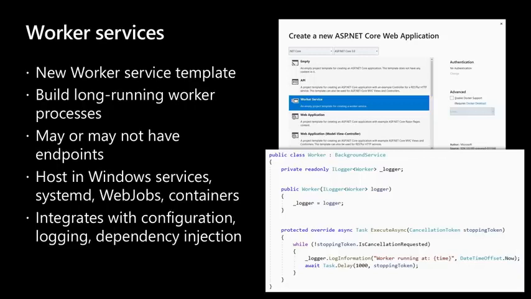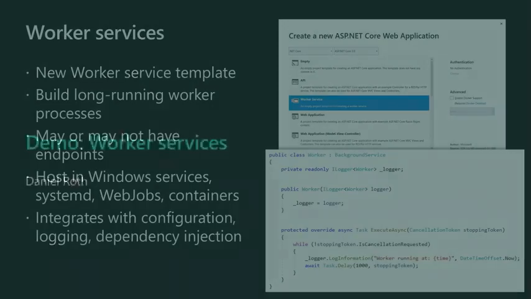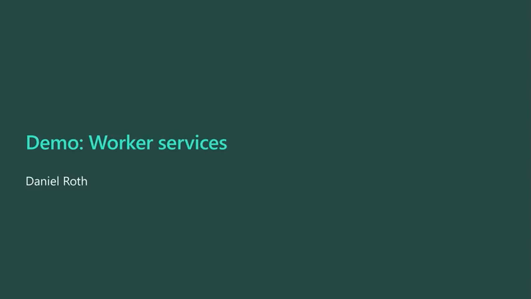It's a template that's intended for long-running worker processes. They may have endpoints, or they may not. They might just be something that's doing some work based on some other input. You can easily host them as Windows services, using systemd, using web jobs, in containers. And the thing that's really nice about them is they integrate with the same abstractions that we use across .NET Core for config, for logging, and for DI. Let me show you what I mean.